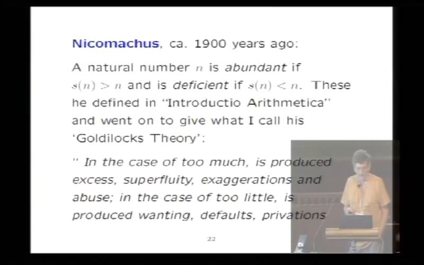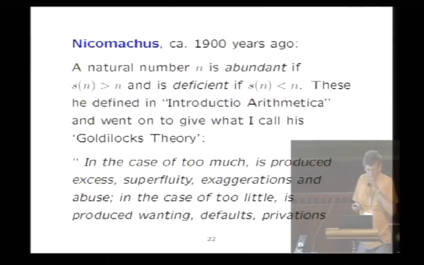So, again, in the definition, what is an abundant number and a deficient number? Remember the function S of n. S of n is the sum of the proper divisors of n. And if it's greater than n, then n is abundant. And if it's less than n, n is deficient. And if it's equal to n, then n is perfect.